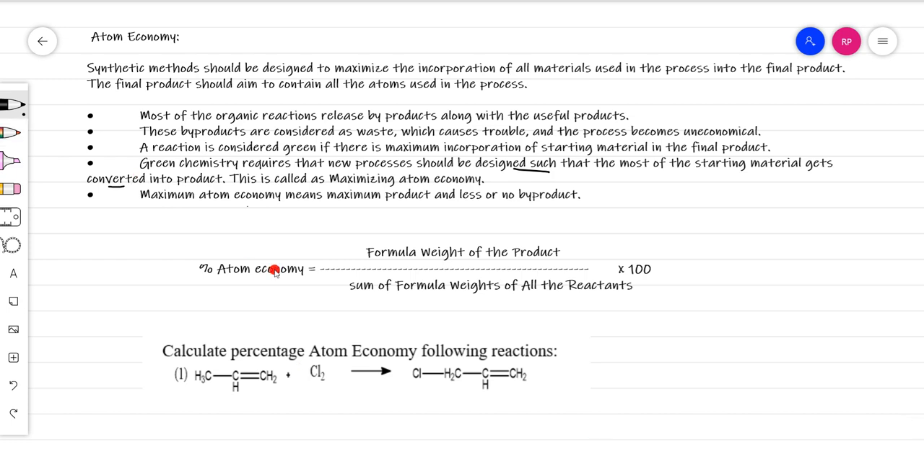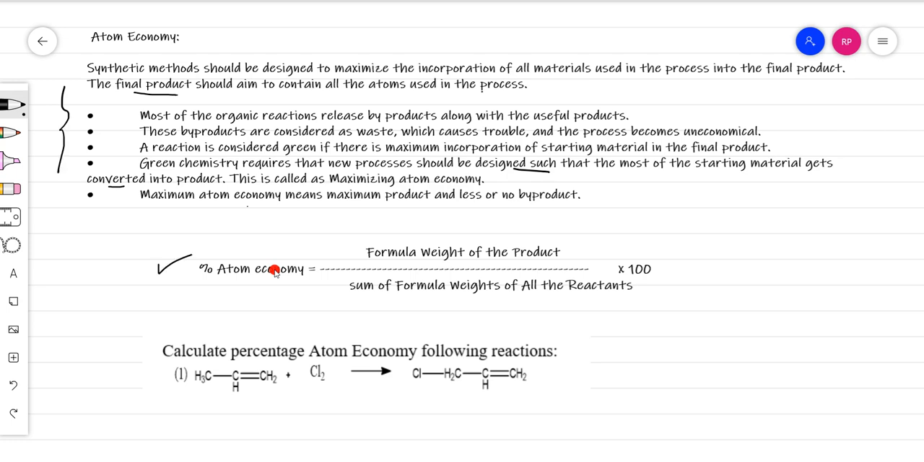Now, when we say maximum atoms of the reactants are converted to products, that also means that the waste generated is less, and that is one of the aims of green chemistry, that waste should not be generated, or it should be minimum. So as per atom economy, the final product should aim to contain all the atoms used in the process. This is all about atom economy.